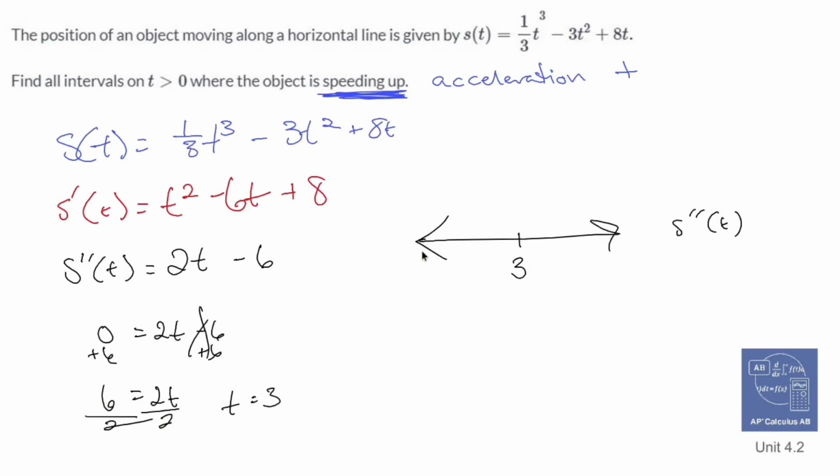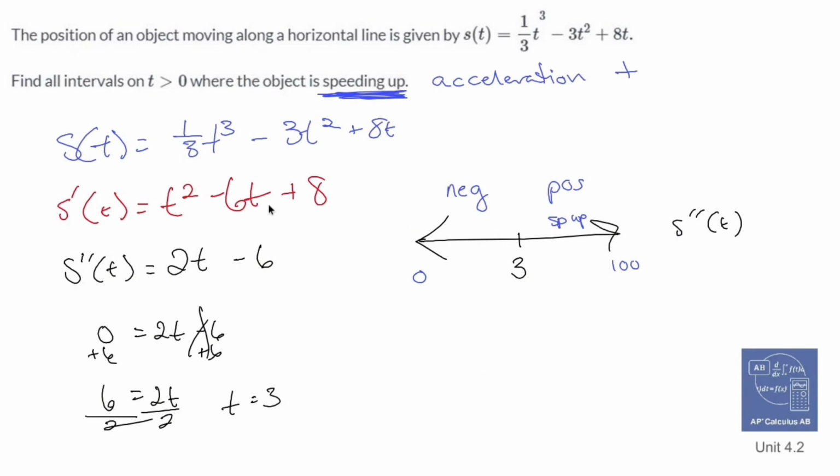So if I'm making a sign graph of the acceleration function, I have an inflection point at 3. In order to find where it's speeding up, I care when the acceleration is positive. So I take a point greater or less than 3. If I pick 0 and pick 100 and plug them into the acceleration function, this will allow me to find out where this is negative and where this is positive. If I take 0, I get 0 minus 6, which is negative. That means I'm slowing down. That's not what I want. If I take 100 and plug that in, 2 times 100 is 200, 200 minus 6 is positive. So this is where I'm speeding up.